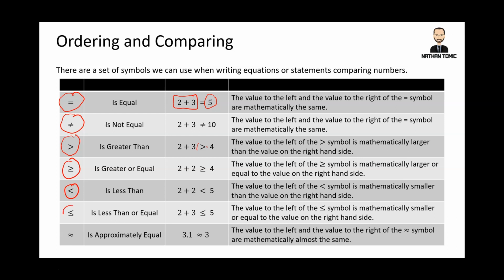And again, we have a less than or equal to, same process as before. 2 plus 3 is 5. It's not less than 5, but it is equal to 5. So this is still true.